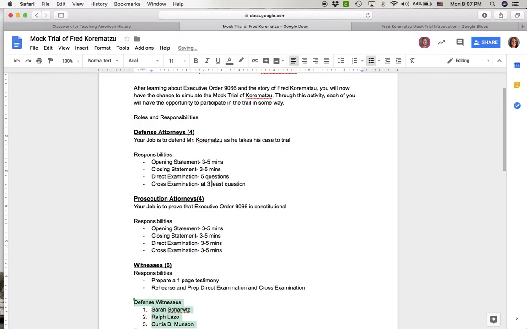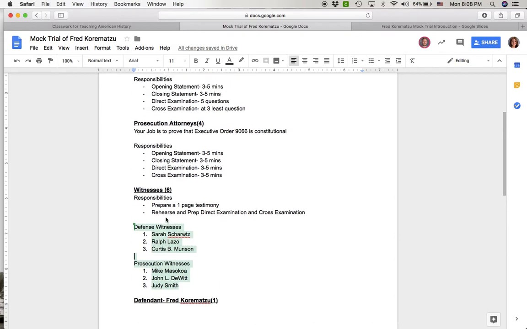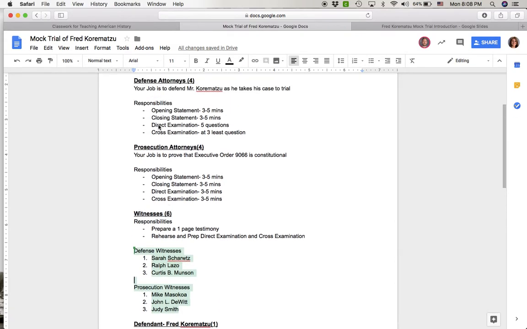What that means is you can see right below, down here in the witness area, where it talks about defense witnesses. It has Sarah and Ralph and Curtis. Those are the defense's witnesses. Those are people that are going to prove the defense's point. You will be directly examining them. You will need 5 questions for each witness.